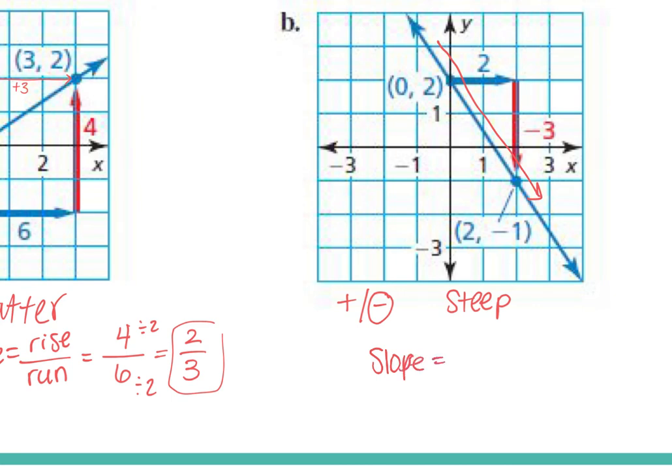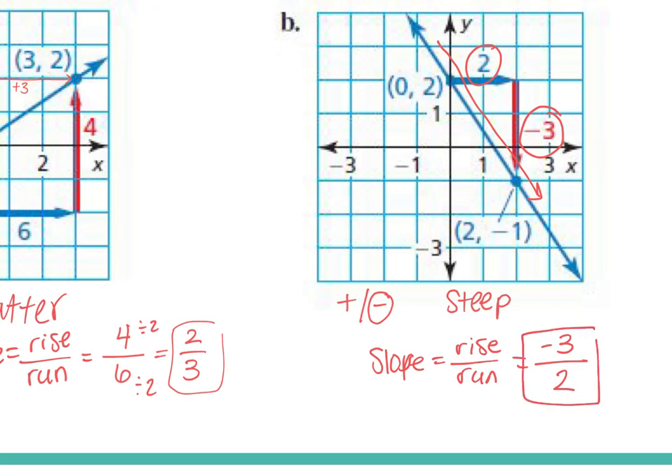Slope is rise over run. What's our rise here? -3. And what's our run? 2. Remember, rise is your vertical component. Run is your horizontal component. So our slope is -3/2.